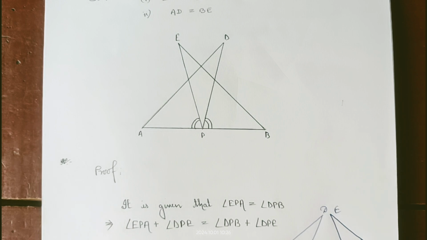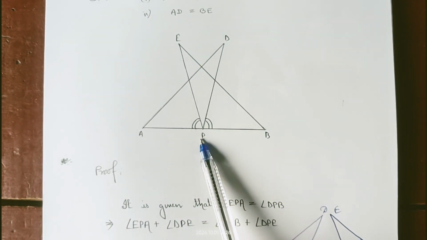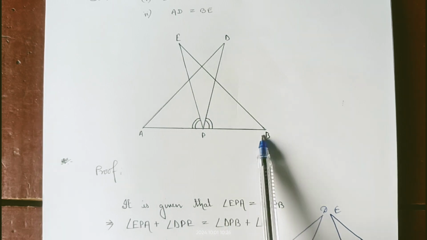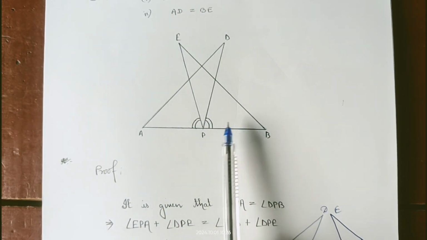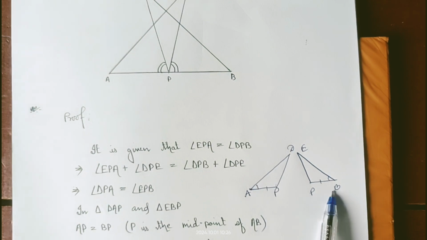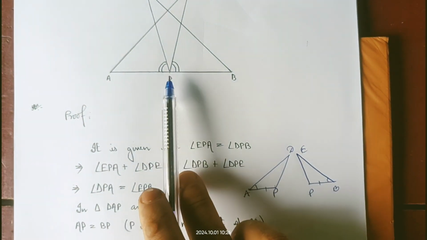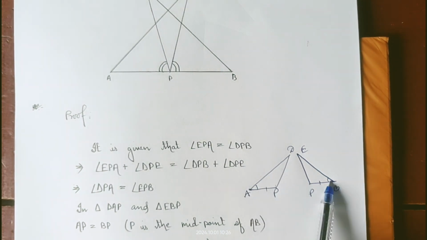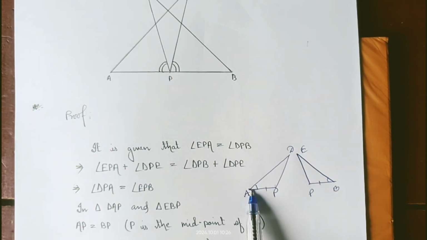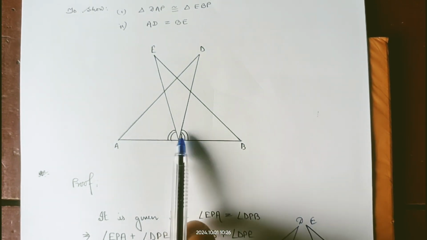In this sum, I have to show that triangle DAP and triangle EPB are congruent. So I have drawn these two triangles separately. In the question it is given that P is the midpoint of AB. So AP equals PB. These two angles are given, they are equal. But these two angles are not given. It is given that these two angles are equal.